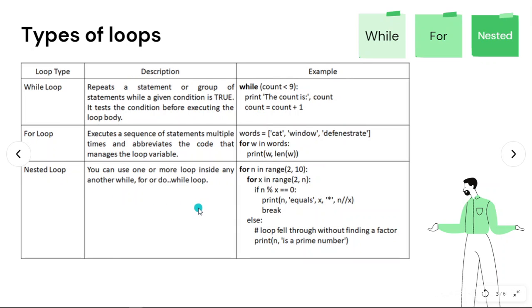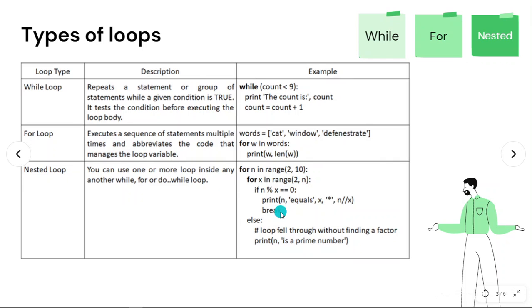A nested loop is not a different type of logic along with the while and for. We implement similar logic as in the while and for loop, but the thing is that we have a loop within the loop. So you can say we have a for loop within a for loop, or a for loop within a while loop, or a while loop within a while loop, or a while loop within a for loop. So you can use one or more loops inside any other while, for or do-while loop. That is the nested loop.